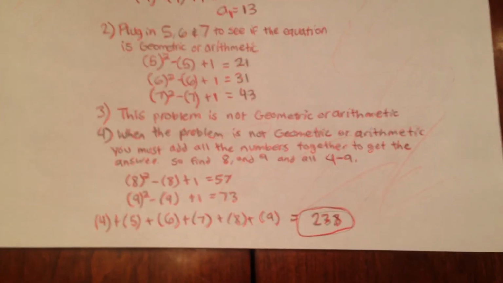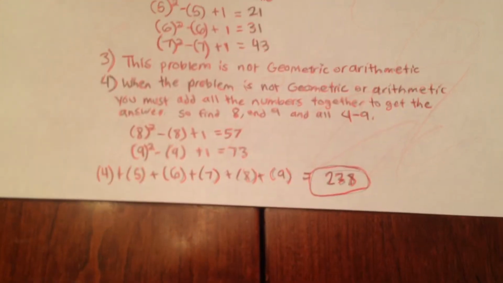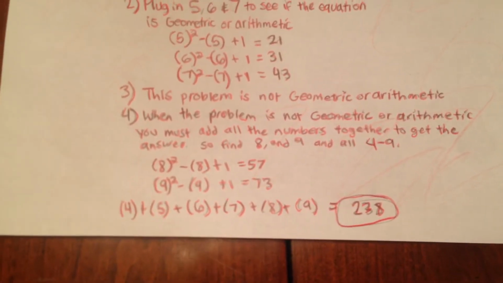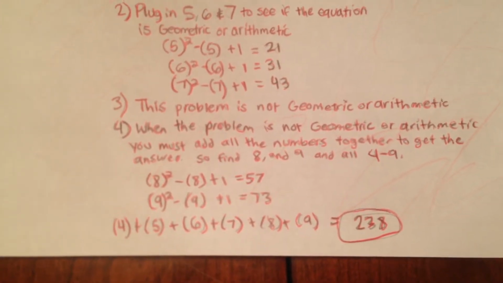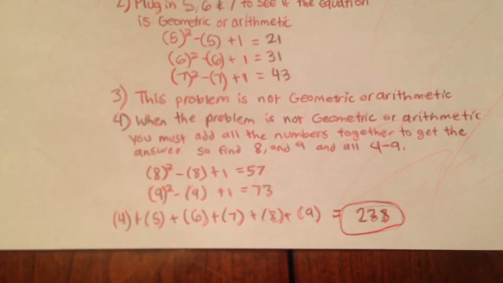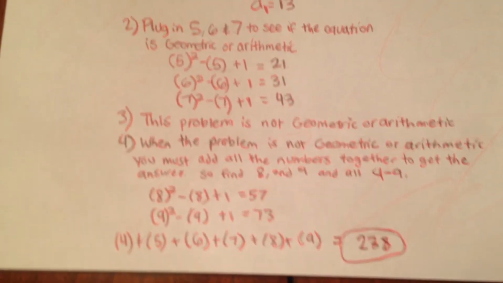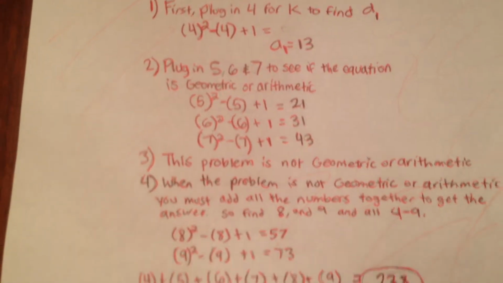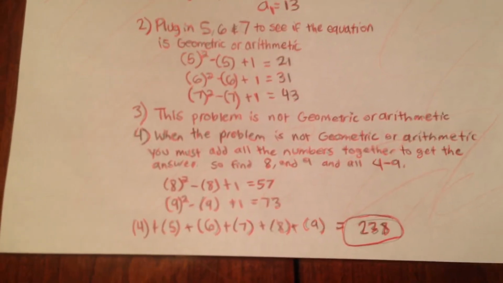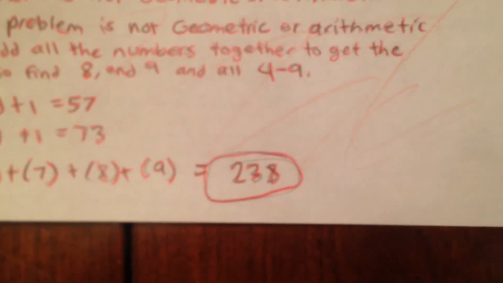So since it's neither, we have to continue to add terms, and we're trying to get to the 9th term. We know that because it says it up there. So we keep the numbers we have, and then we plug in 8. 8 squared minus 8 plus 1 is 57. And then 9 squared minus 9 plus 1 is 73. So now we're going to add all of these together. So 13 plus 21 plus 31 plus 43 plus 57 plus 73. When we add all this together, you get the final answer of 238.